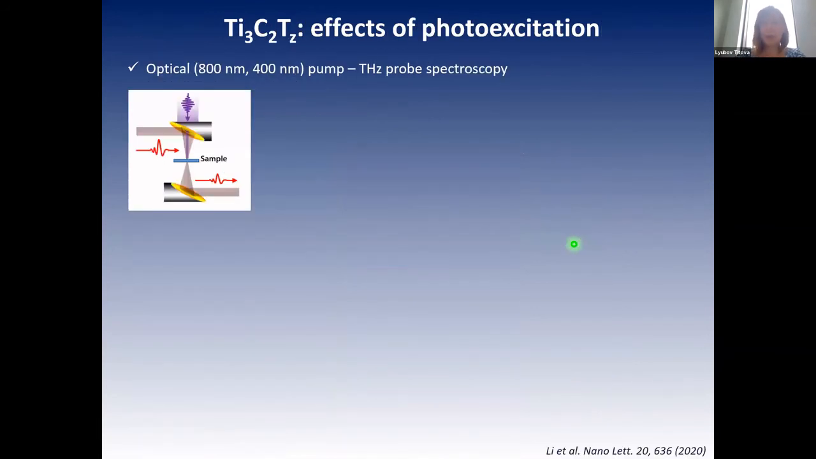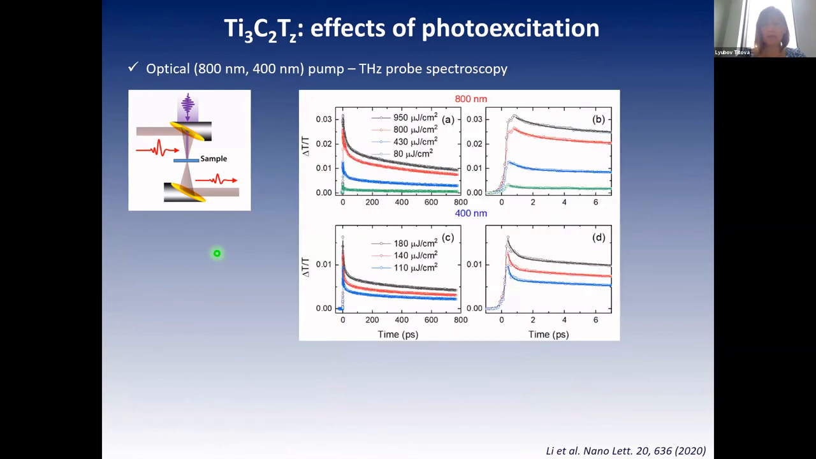So very important, very interesting things happened when we started looking at optically induced properties of photoconductivity. In this case, we've brought an additional beam and we've excited titanium carbide with either 800 or 400 nanometer pulses. What we saw here surprised us. What we saw was that photoexcitation with both of these wavelengths, 800 nanometers as well as 400 nanometers, actually enhances transmission of terahertz pulses. So what you see here is a relative change in transmission, right, which will correspond to actually suppressing conductivity.